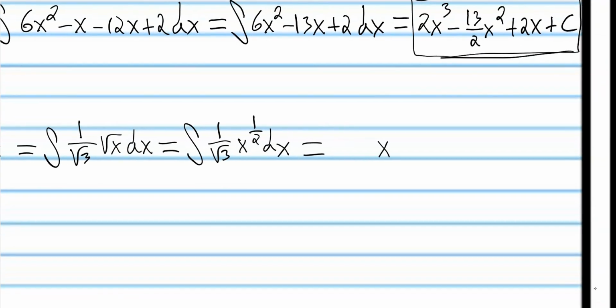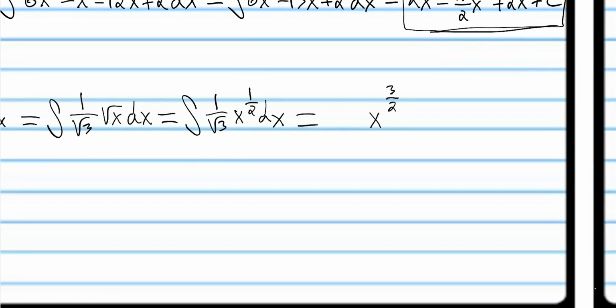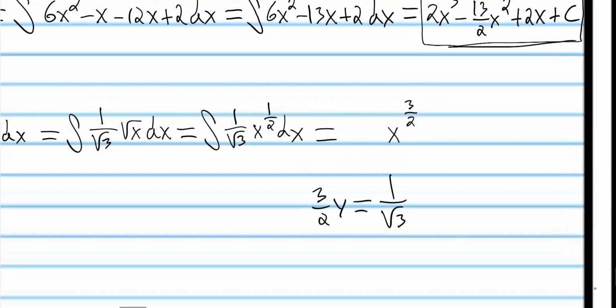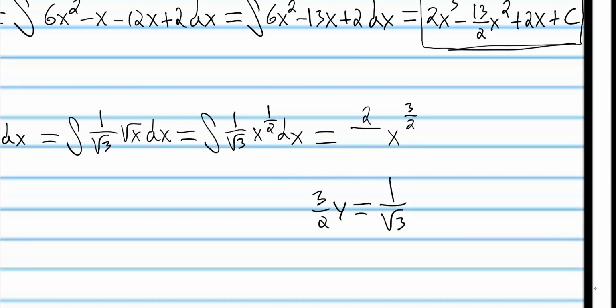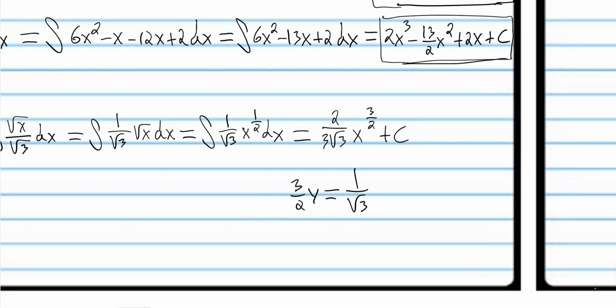So remember, you always add 1 to the exponent, so that's going to give us 3/2. And when we go backwards and find the derivative to check our answer, we're going to take this exponent and bring it down and multiply it into something in order to get that, based on the power rule. So 3/2 times what is equal to 1 over root 3? Well, if you solve that, we get 2 over 3 root 3. And you can confirm that when you find the derivative of that, you get back to the original expression.